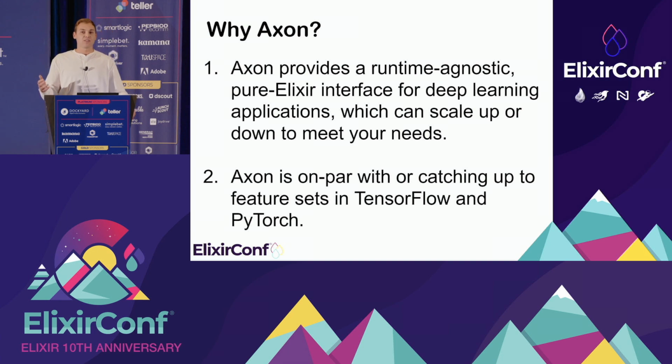But realistically, the way we've designed Axon is to be as maintainable as possible, and I'll talk about that a little bit later on in the talk. And as a consequence of that, Axon is really on par with or catching up to TensorFlow and PyTorch in a lot of areas. So there are still some limitations, things you can't do in Axon, but they're on the roadmap and they're not out of the realm of possible.